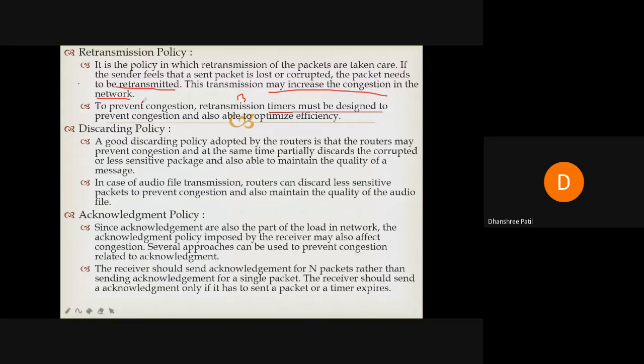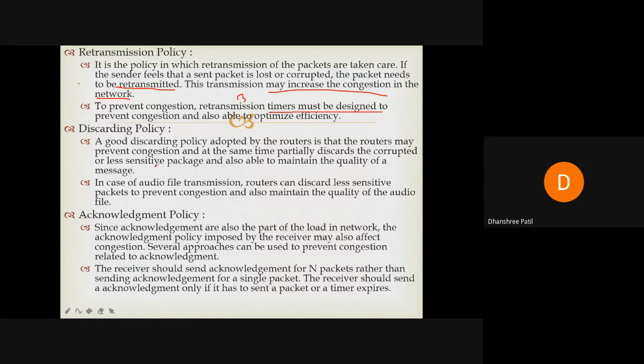Okay, in this way congestion can be controlled. So this is the first policy. Then next is the discarding policy. In that, the routers may prevent the congestion and at the same time partially discard the corrupted or less sensitive packets.